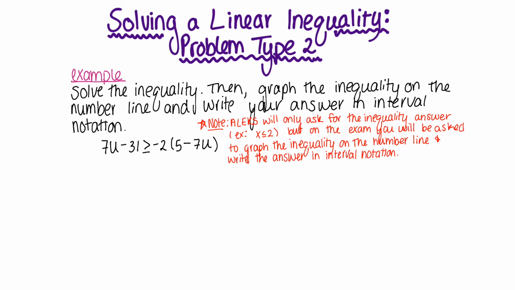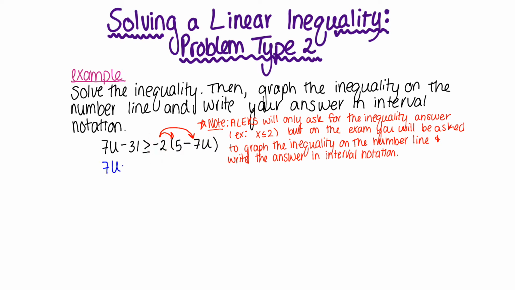7u minus 31 is greater than or equal to negative 2 times the quantity 5 minus 7u. So much like if we're dealing with an equation, if you see some stuff that might need the distributive property, you should do that first. So I'm going to use the distributive property to distribute this negative 2 to both of these terms. I do not need to flip the direction on my inequality because I've not physically multiplied both sides by negative 2. The negative 2 was already there.